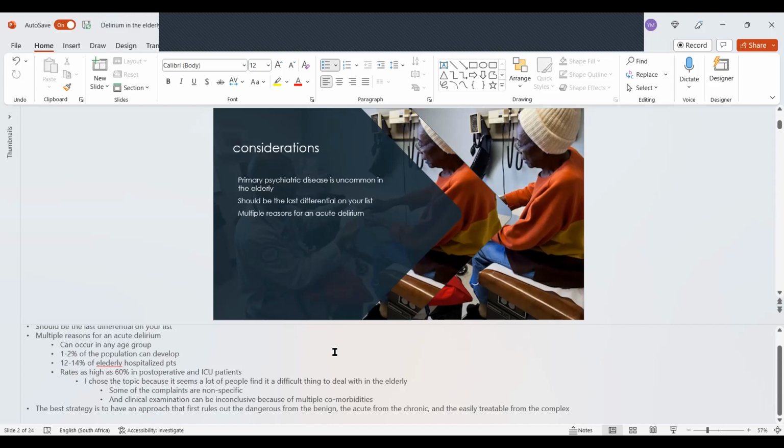It's a difficult thing to deal with in the elderly because most of the complaints are non-specific, and clinical examination can be inconclusive because there are multiple comorbidities that go along with the elderly.